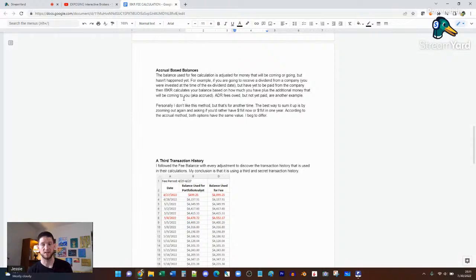Now, personally, I don't like this method, and I think that's a big topic and for another time. But the best way for me to sum it up now is by zooming out again and kind of taking everything to the extreme and asking you if you'd rather have $1 million today or $1 million in 1 year. According to the accrual basis, the net worth of both opportunities are the same, right? Because in the first opportunity, you get $1 million now. And in the second opportunity, you don't have $1 million, but you're owed the $1 million. So you will receive $1 million. So your net worth is $1 million.